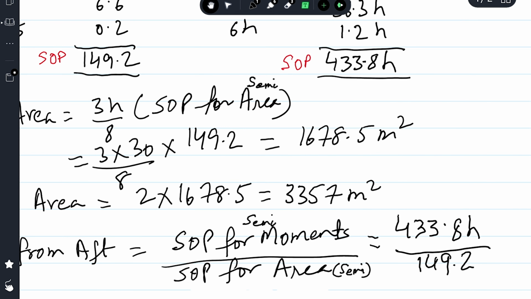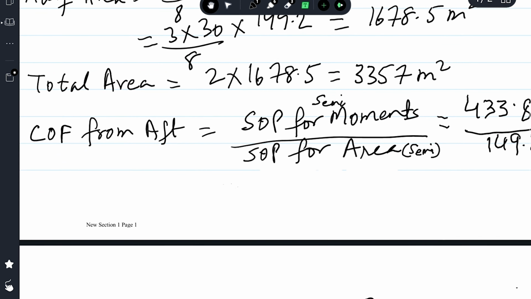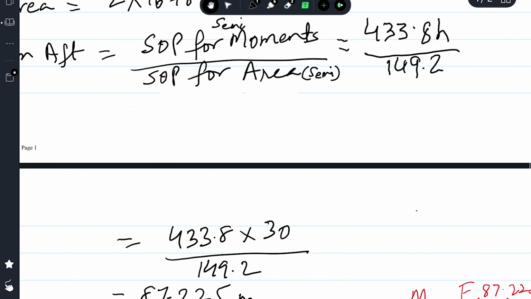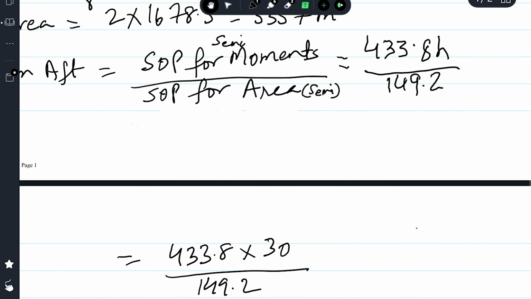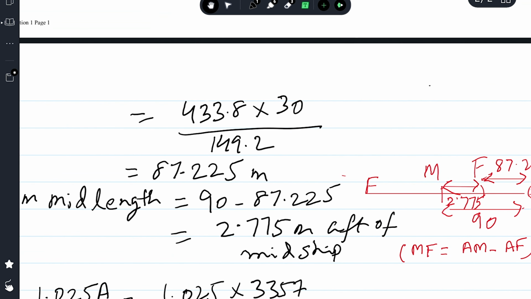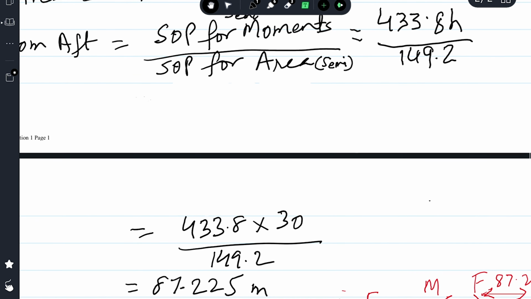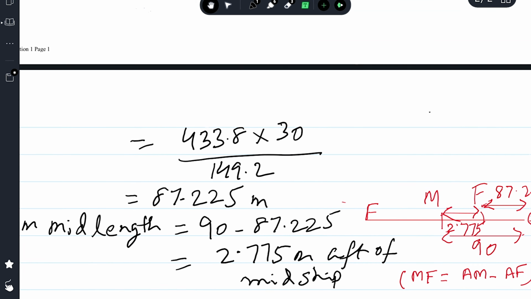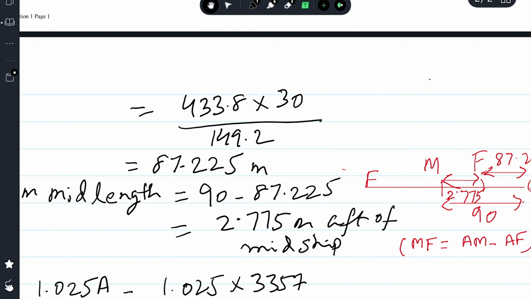This will give me the center of flotation from aft. Okay, 433.8 H. H is 30 meters. So 433.8 into 30 upon sum of the product for semi area, 149.2. I get 87.225 meters center of flotation from aft.